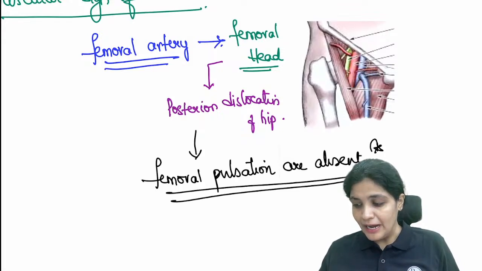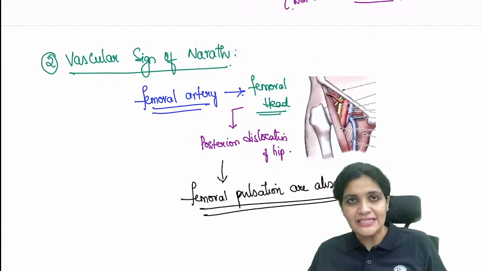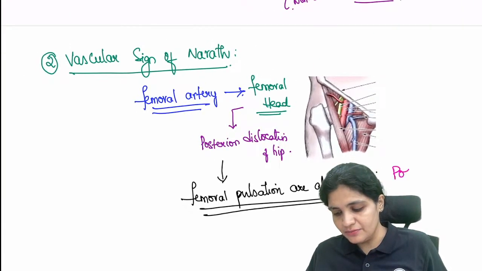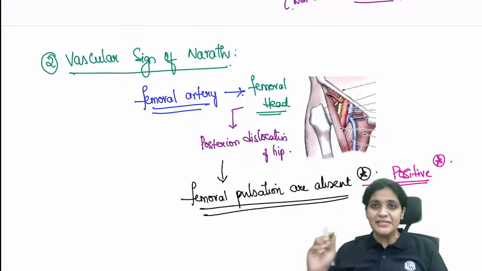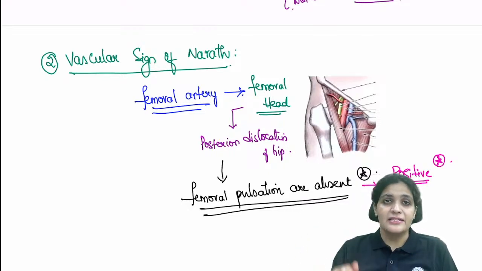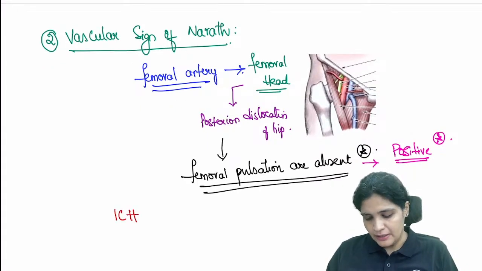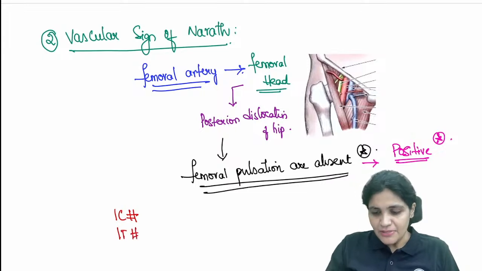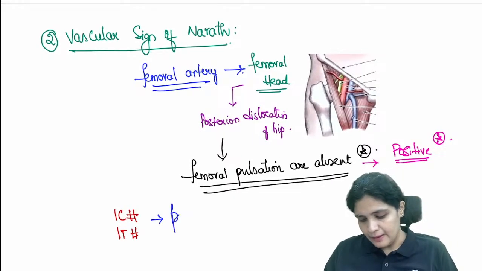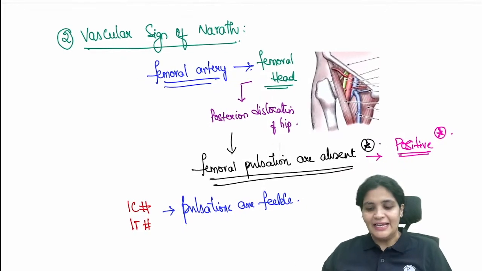It is not because the femoral artery is injured, but because of your posterior hip dislocation. This is called vascular sign of Narath positive. Whenever you can't feel the femoral pulses against the femoral head because of the dislocation of the hip, then this is the vascular sign of Narath positive. In case of IC fractures or IT fractures, sometimes you feel that these pulsations are feeble. You can feel them, but they are feeble, right? So this is the importance of your vascular sign of Narath.